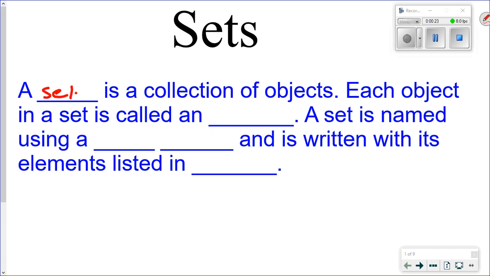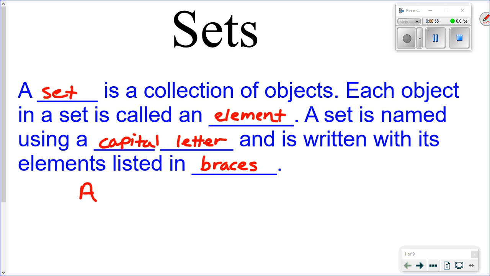A set is a collection of objects. Each object in a set is called an element. A set is named using a capital letter, and is written with its elements listed in braces, or more specifically, curly braces. So let me give you some examples. I'm going to call our first set, set A.